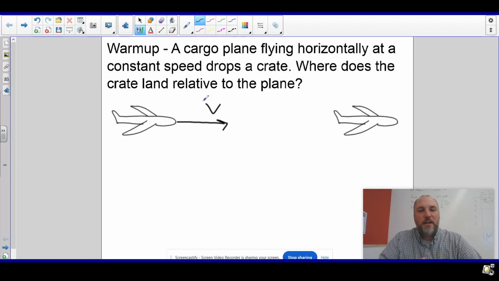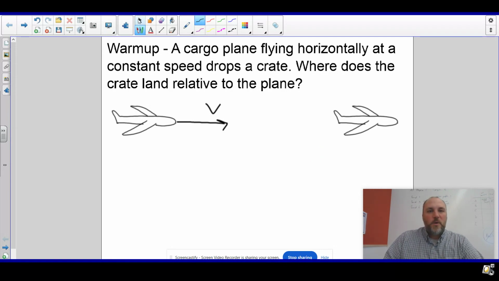A plane is flying horizontally at a constant speed, and at some point it's going to open up and drop a crate. Where will that crate land relative to the plane if the plane continues to travel at a constant velocity? So I'll go ahead and pause the video and see if you can come up with a prediction.